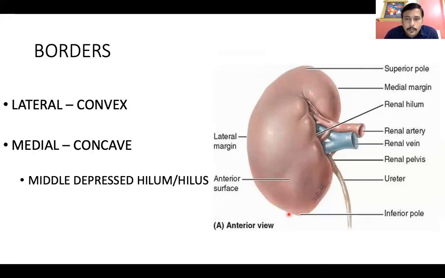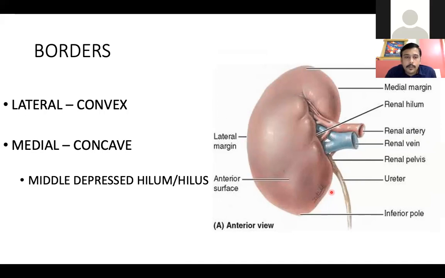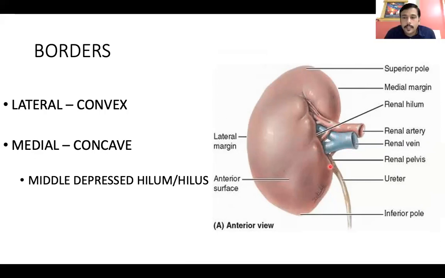Then coming to the borders, the lateral and medial borders. The lateral border is convex. You can see the lateral border is convex, and the medial border is concave, and the medial border has a depressed middle part, that is the hilum or the hilus. Hilus is plural, hilum is singular.